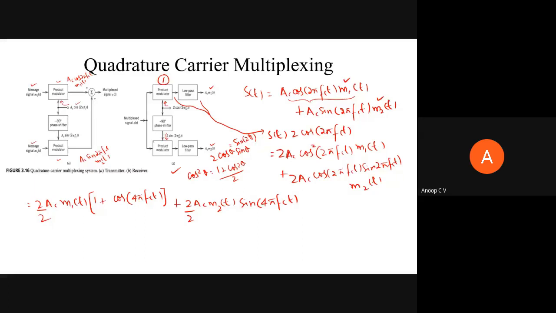You know this multiplexed signal is AC cos 2 pi fct times m1 of t plus AC sin 2 pi fct times m2 of t, right? And we are giving it to a product modulator, and on the upper arm it is getting multiplied with 2 cos 2 pi fct. After getting multiplied with 2 cos 2 pi fct, I have written it like this. Is it correct? Can anyone give me an assurance?